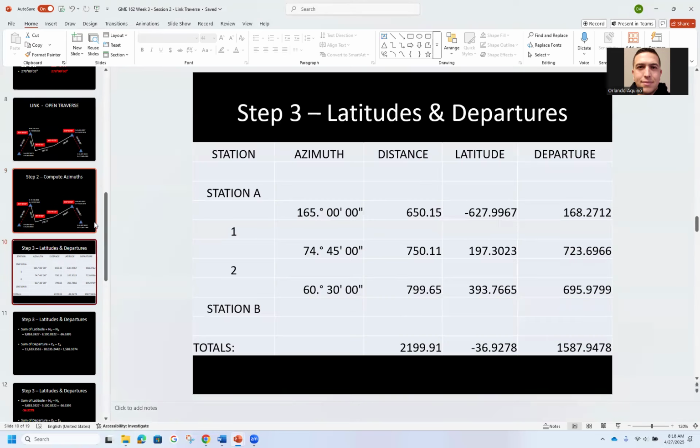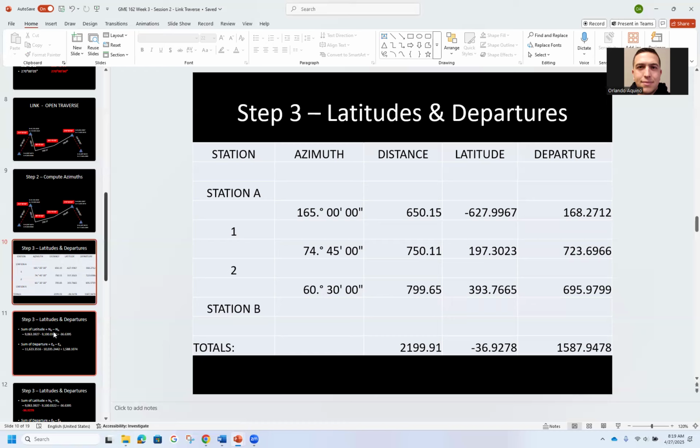The next step would be step 3, latitudes and departures. Latitude is equal to L times the cosine of the azimuth, and departure is equal to L times the sine of the azimuth. In this case, to get this latitude here, we took the distance of 750 times the cosine of this azimuth, and that gives us this latitude. Same thing for the departure: the sine of this azimuth times the length of this distance, and we got this departure here.